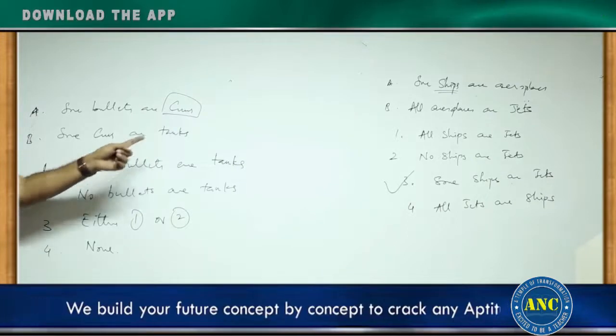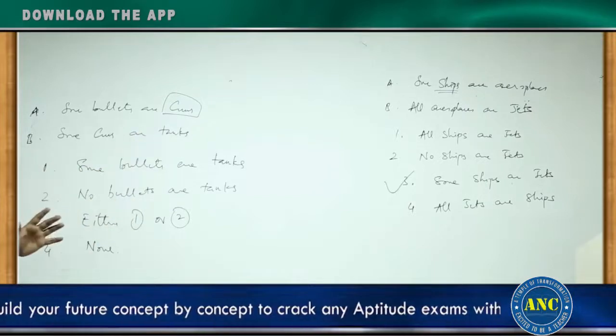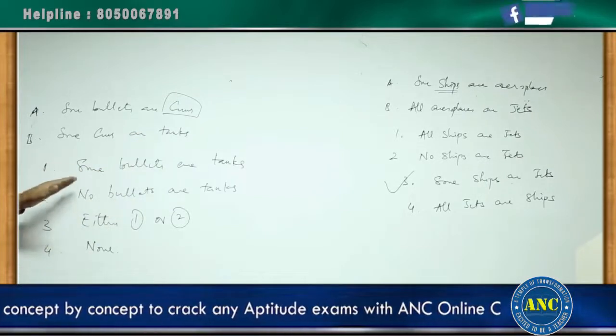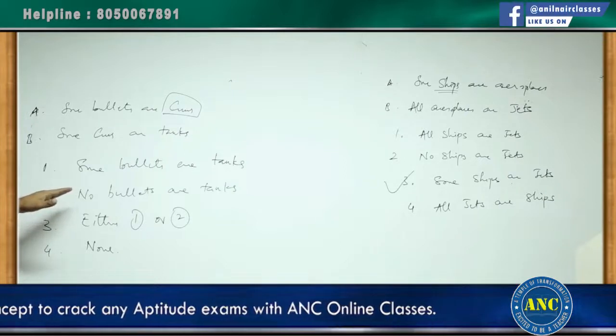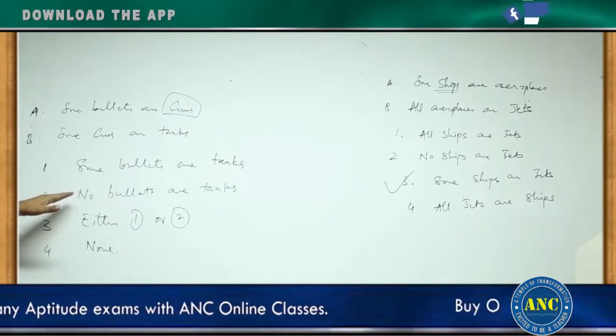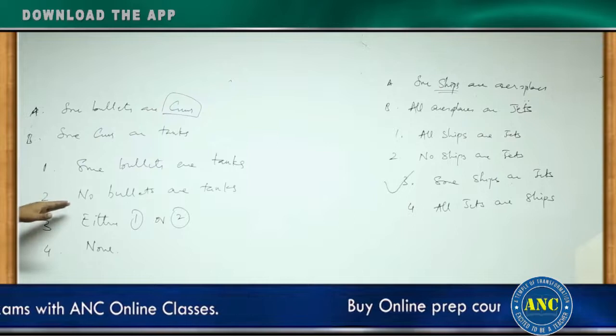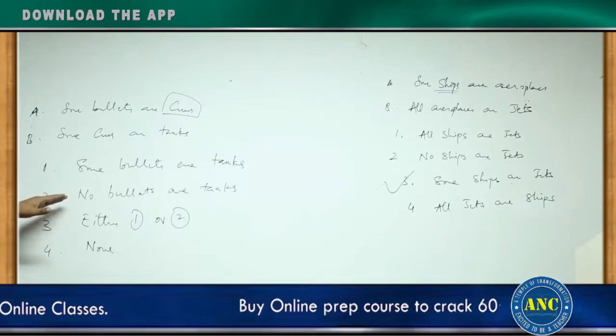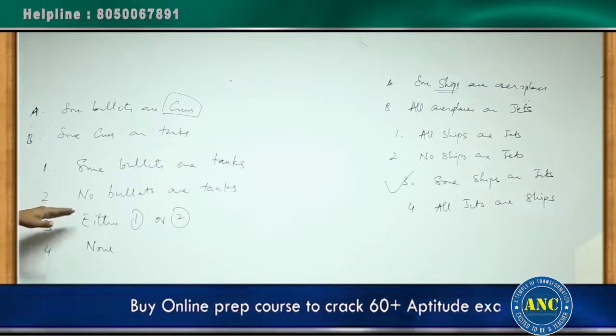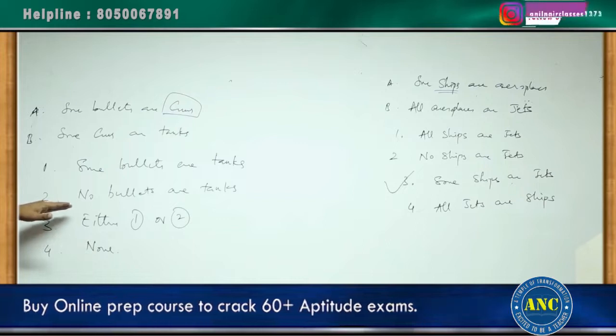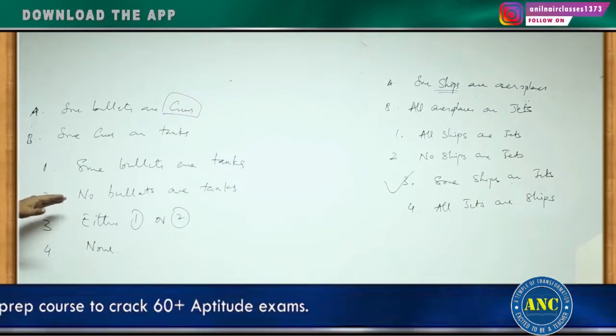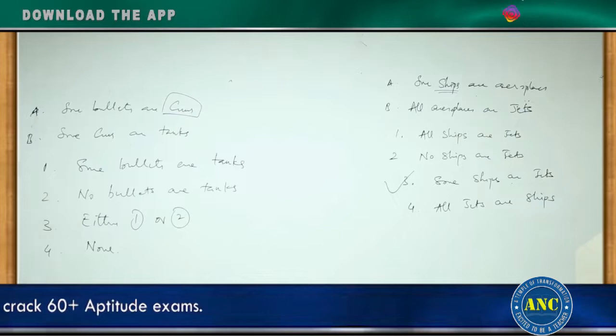So some bullets are tanks, or no bullets are tanks. Either of these has to be true. If you want me to make you understand using a Venn diagram, I can do that, but I don't think it's required. Logically, one of these has to be true. Yes or no? Yes. So this is one situation that will definitely come.